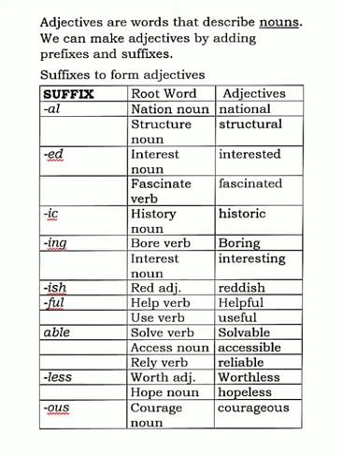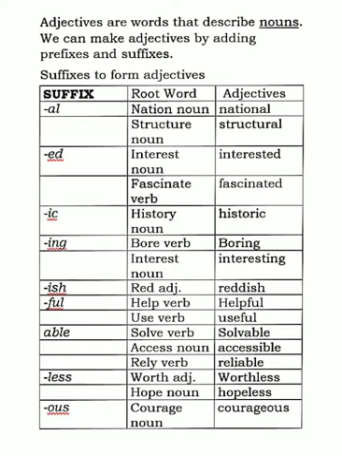Then come to the next suffix, ic. The root word is history, a noun, and the adjective form will be historic. Come to the next one, ing. Bore is a verb and the adjective form is boring. Interest is a noun, so its adjective form will be interesting. Then come to the next suffix, ish. Red is an adjective and its adjective form will be reddish.